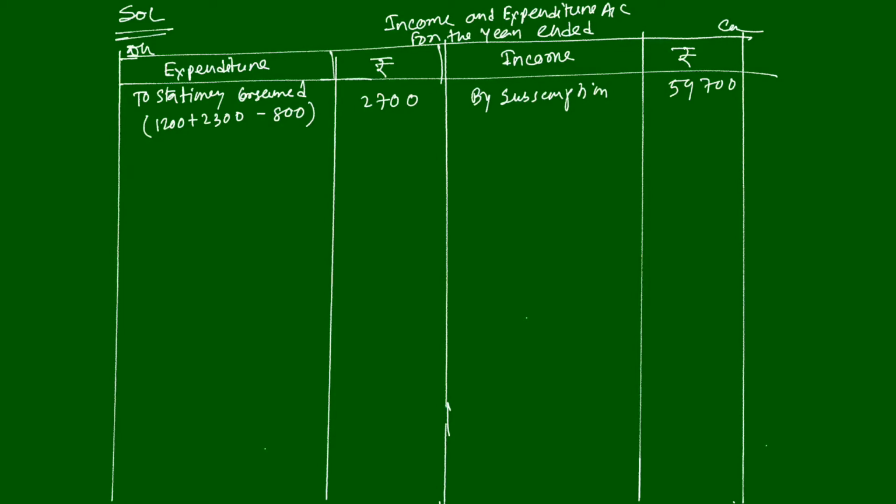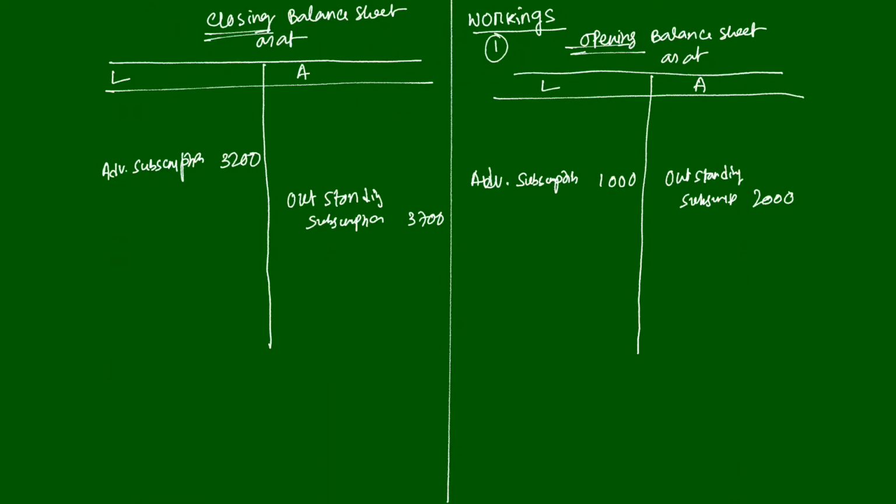Okay, and that opening and closing balance will be written on your closing and opening balance sheet. Means in your closing balance sheet it is written stock of stationery is 800, and in your opening balance sheet you have to write stock of stationery 1200.